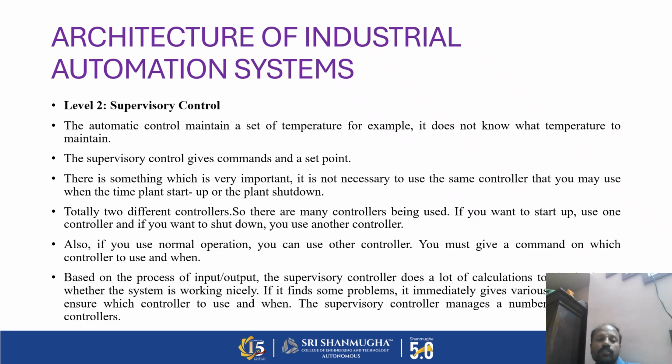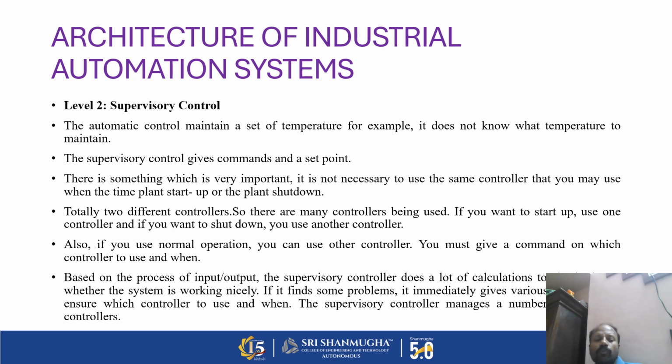Next is level 2, the supervisory control. The automatic control maintains a set temperature. For example, it does not know what temperature to maintain, but the supervisory control gives commands and the set point. There is something which is very important. It is not necessary to use the same controller for plant startup and plant shutdown. Here we can use two different controllers, one for on and another for off. That is for startup and shutdown.